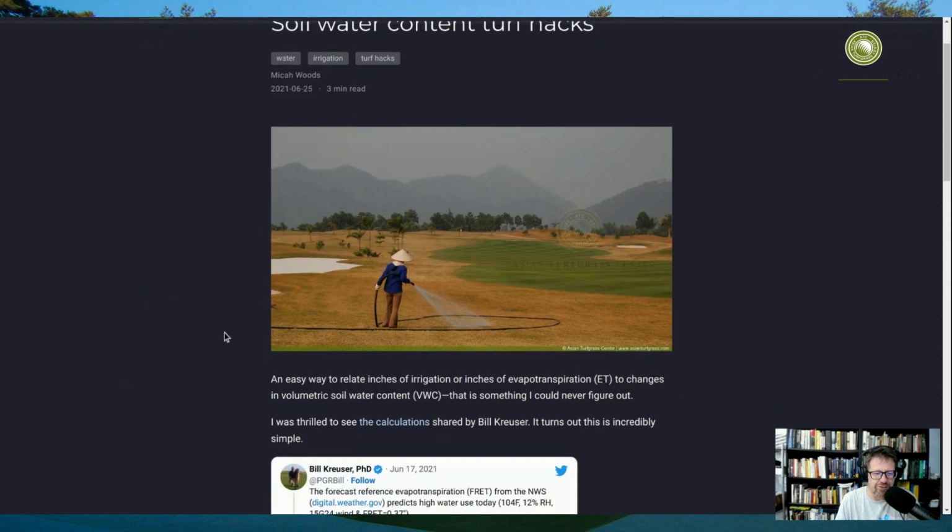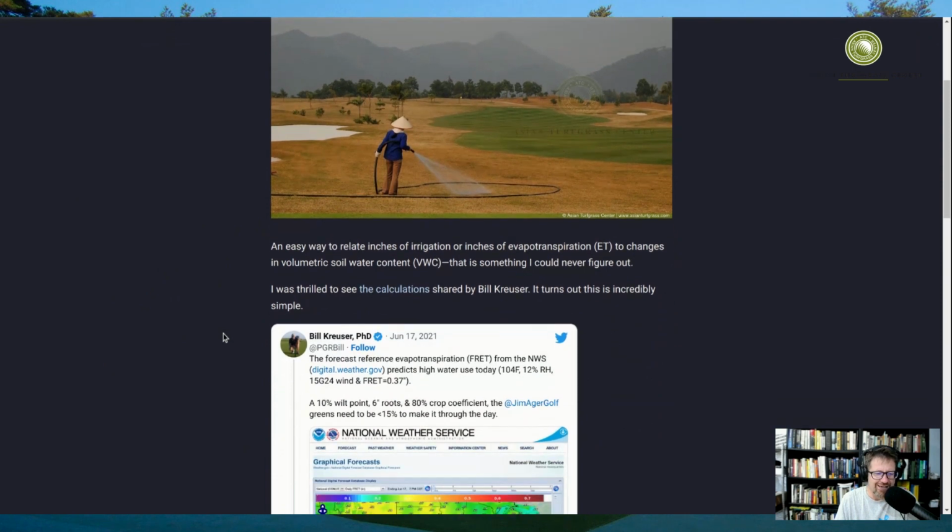I started off this post by writing an easy way to relate inches of irrigation or inches of evapotranspiration to changes in volumetric soil water content. That is something I could never figure out. I was thrilled to see the calculations shared by Bill Kreuser. It turns out this is incredibly simple.